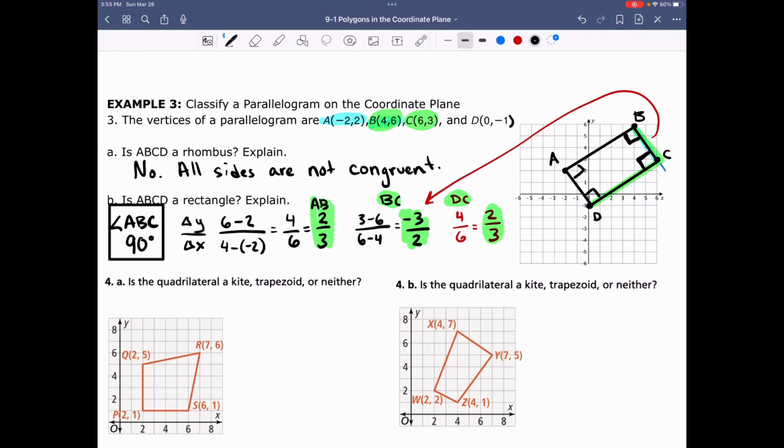All right, so this would show us that angle BCD is equal to 90 degrees. So is it a rectangle? Yes.